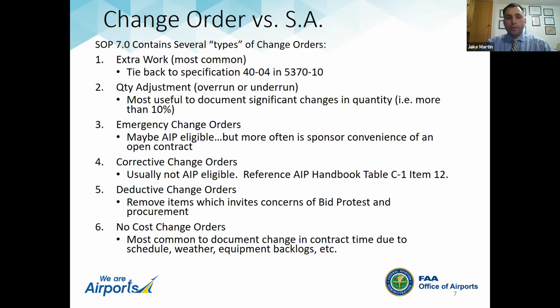Talk about quantity adjustments with your program manager if you feel like there should be a change order executed with that. And of course, keep in mind the 25% overrun or change in quantities of major items that we discussed in the supplemental agreement.